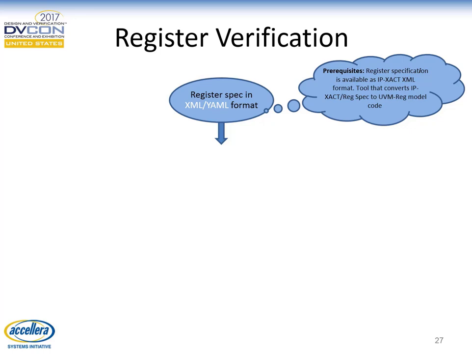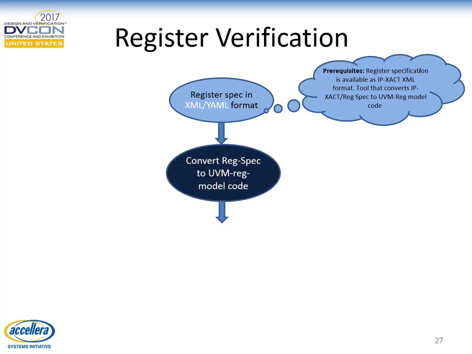So I'm going to talk about that. The prerequisite here is the register specification. Obviously, it is available in IP-XACT XML format, and nowadays people use YAML format too. There is a tool that converts the IP-XACT register spec to UVM reg model code. There are some proprietary scripts written within companies, but there is open source also. That can be fed to the script, which will convert the reg spec to UVM reg model code, which builds the built-in sequences and facilitates the environment.